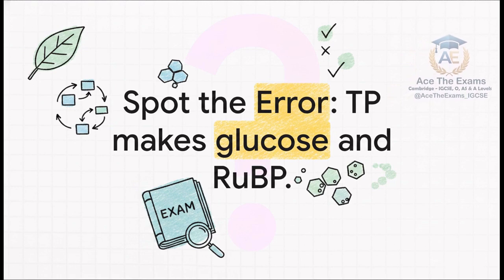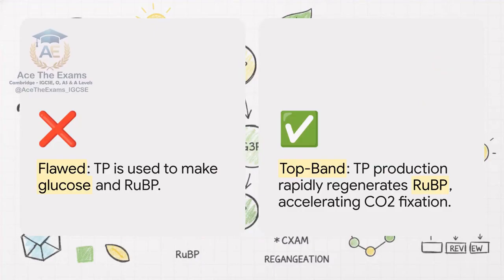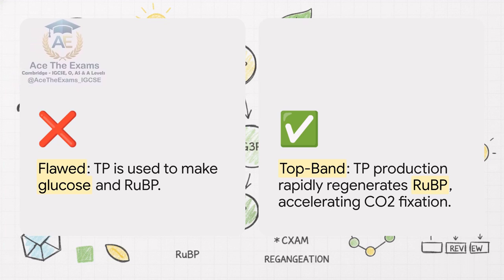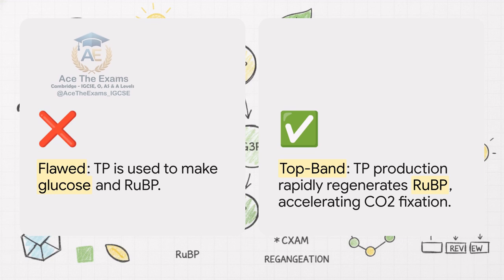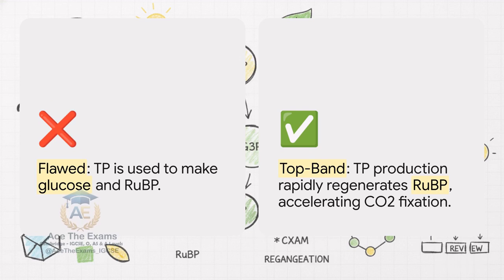What is missing? What's really interesting here is the contrast. The flawed answer is technically true, but it's just a generic fact. Now look at the top band answer. "In the high-light scenario, increased TP production rapidly regenerates RuBP, accelerating CO2 fixation." See how it actively identifies the causal relationship? It uses comparative connectives and provides context-specific evidence. That is exactly the phrase structure examiners want to see. It links the concept directly to the data scenario.